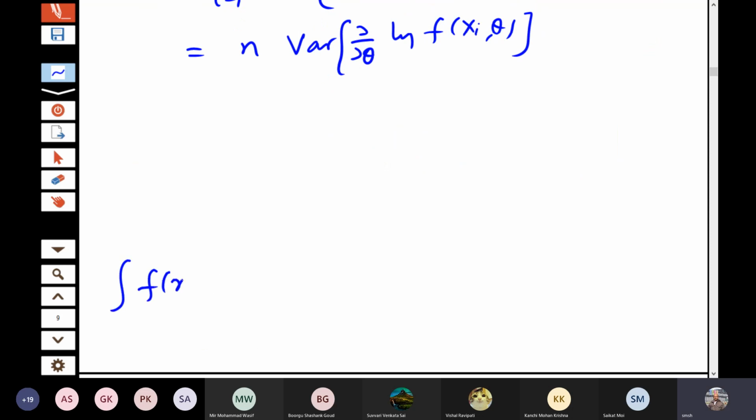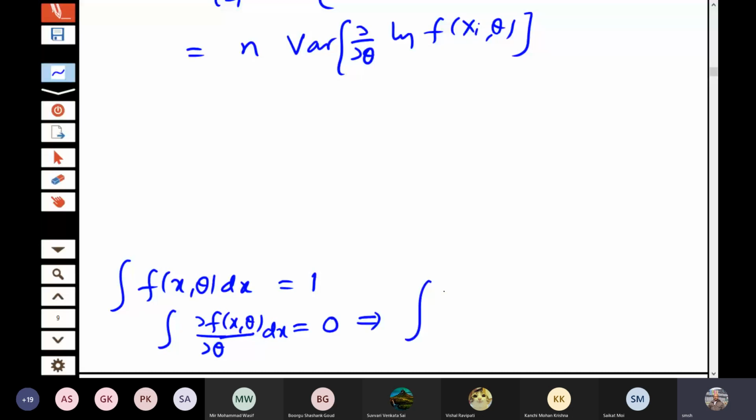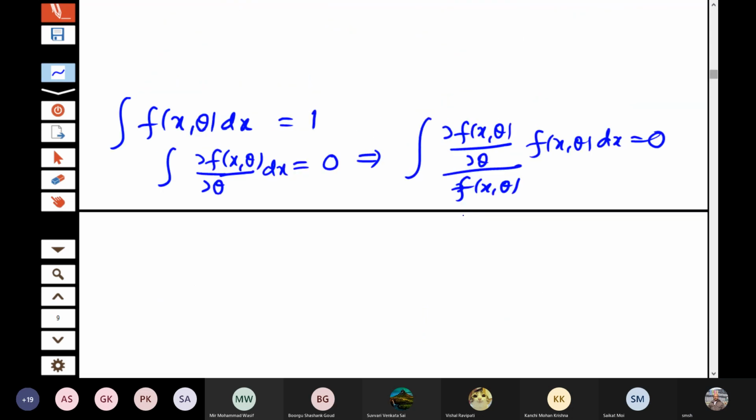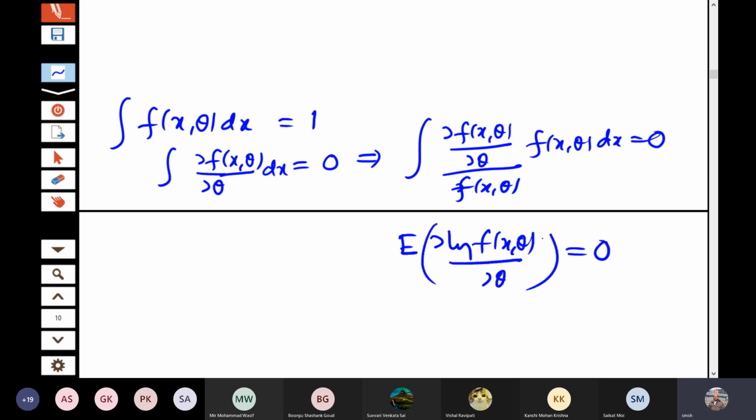See, if I write the integral of f(x, theta) dx equal to 1 and differentiate, what I will get is the integral of del f by del theta dx equal to 0. So I can write it as the integral of del f(x, theta) by del theta, divided by f(x, theta), into f(x, theta) dx equal to 0, which is nothing but the expectation of del log f(x, theta) by del theta is equal to 0.